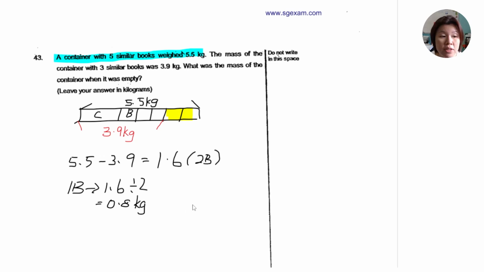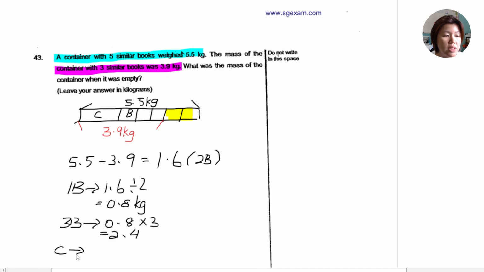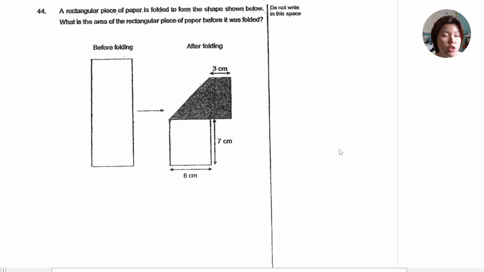So it's asking for the container. So I will take this sentence to find my container. Container with 3 books. So 3 books, which is 3b, equals 0.8 times 3, which equals 2.4. And then I can find my container, which is C, is 3.9 minus 2.4. Okay, which will give you 1.5 kg. Okay, so let's move on to the next question.